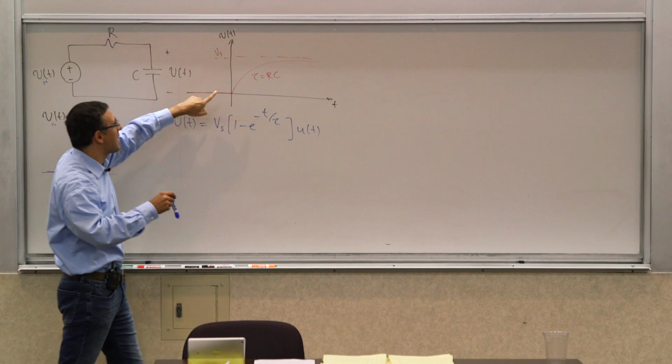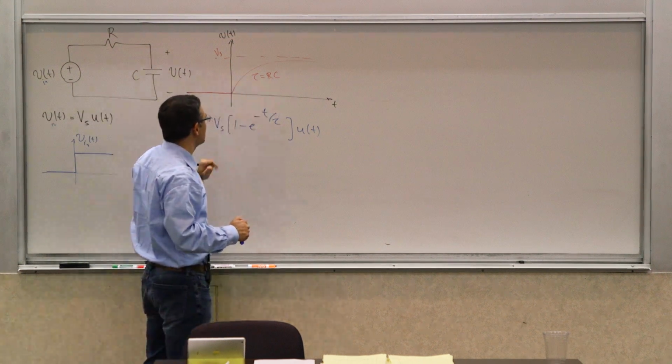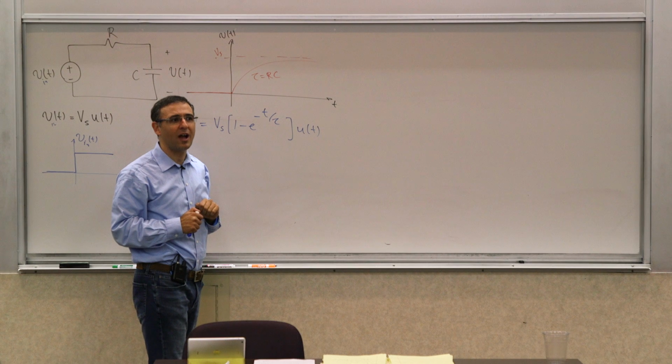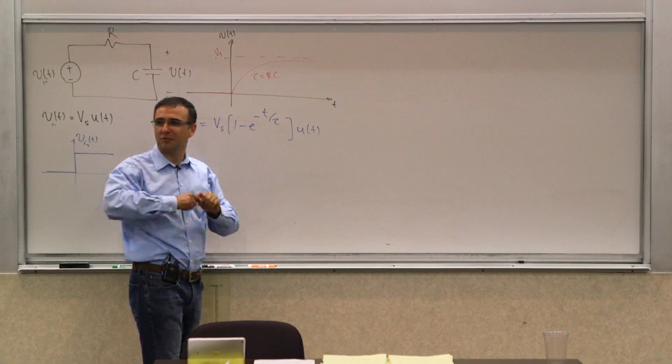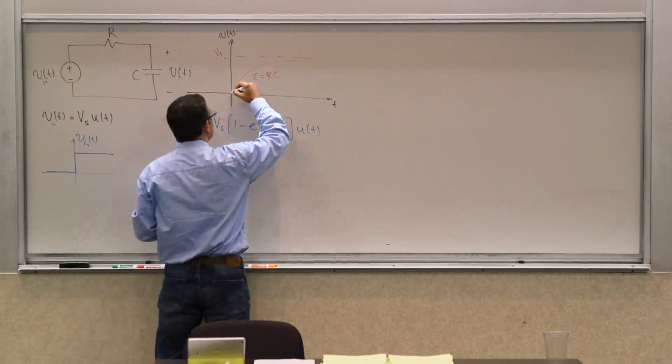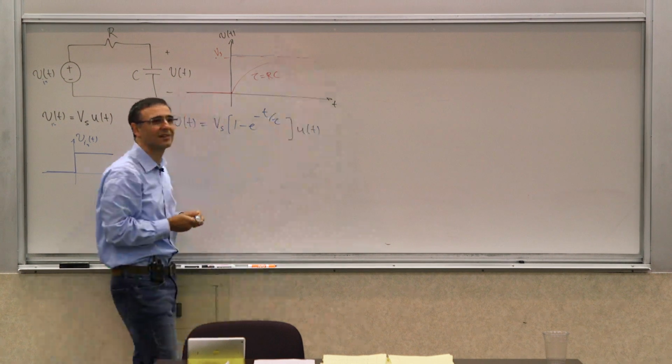Which in fact you can see, think about it, if R was 0, what would happen here? The time constant is 0. It means that the exponential would get to infinity instantaneously, which basically means that it would jump up.